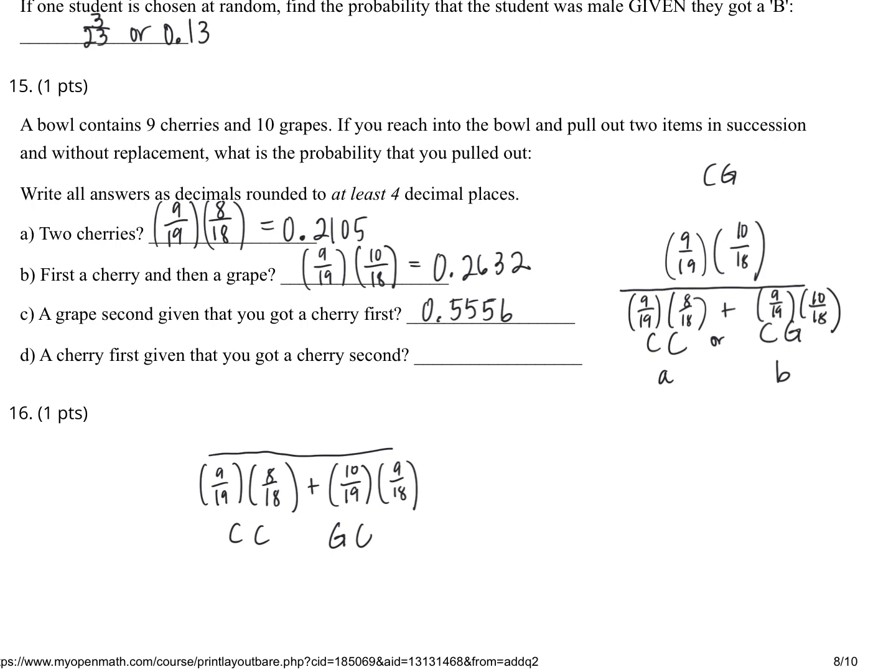And then the case that we want is a cherry first, given that you got a cherry second. So we want the cherry option on top: 9 out of 19 times 8 out of 18. All right, if you do that and put it in your calculator, you get 0.4444.